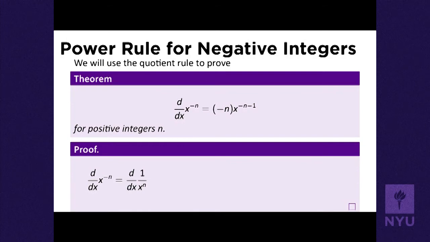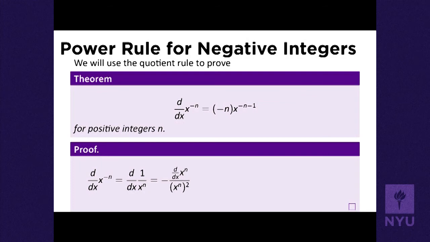How would I do that using only things that I have proved already? Well, the derivative of x to the minus n is the derivative of 1 over x to the n. And I can use the quotient rule there. I could say that it's the derivative of 1, which is 0, times x to the n, minus 1 times the derivative of x to the n, divided by x to the n squared. So here I have applied the quotient rule, but I just didn't write the part where I multiplied x to the n by 0.